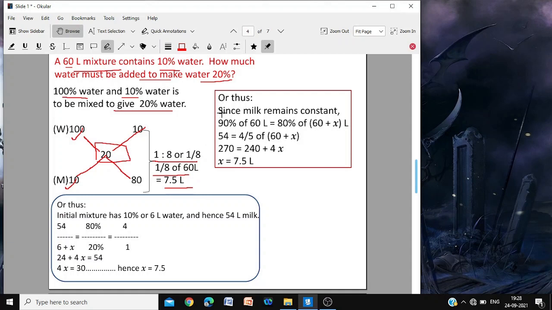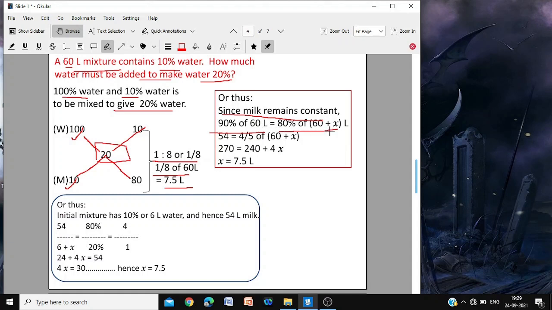Now, second method. The milk remains constant. You are adding water. You are not adding milk. The milk remains constant. So in the first case, 10% water would mean 90% is milk. And in the second case, 20% water would mean 80% of the mixture is milk. The mixture was 60 liters.